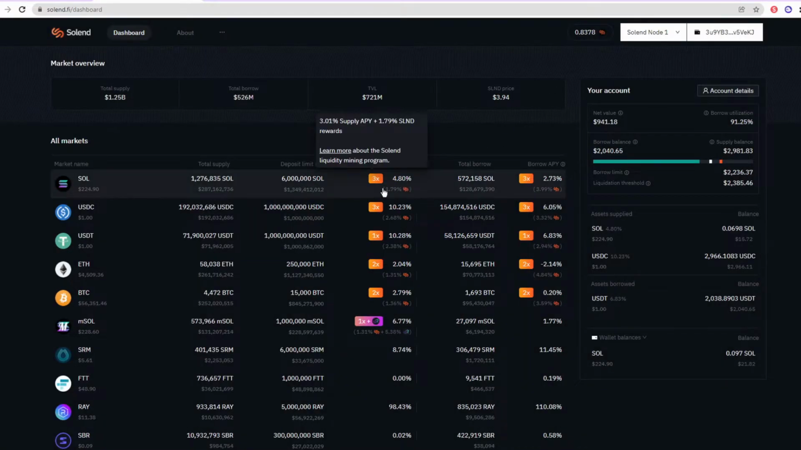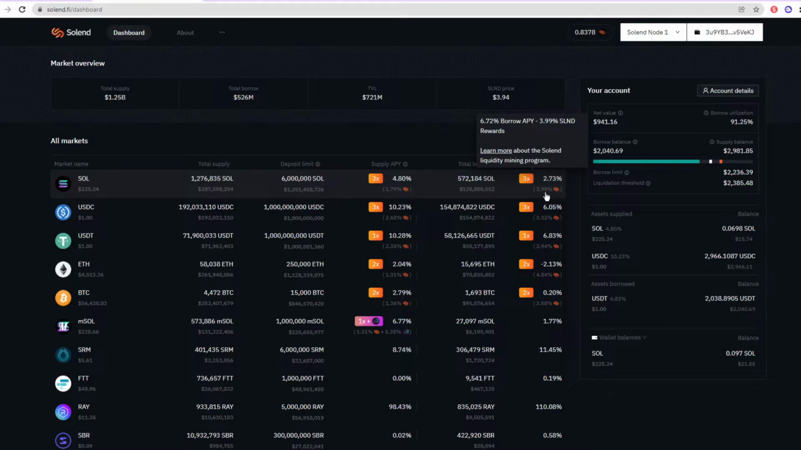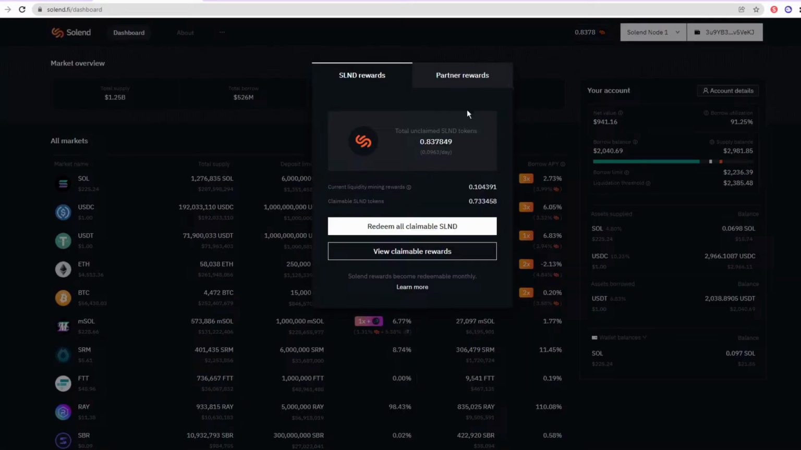So if you supply Solana and you borrow Solana, let's say you supply 1 and you borrow 1, you will earn 3%, you will pay 6%, so it's a net negative 3%, and you will earn 1.79 plus 3.99, that's 5.78% in Solend rewards. So these Solend rewards will accumulate here.